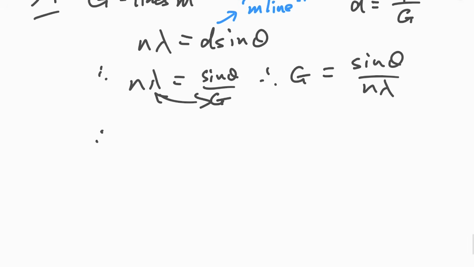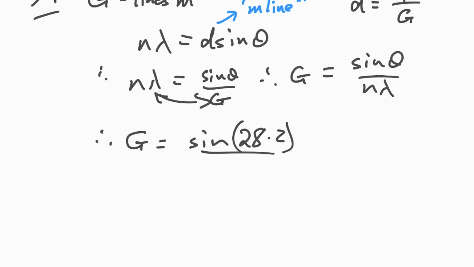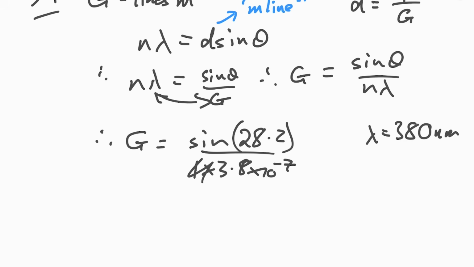Okay, so what does that end up being? Therefore, g is equal to sine of 28.2 divided by, what's the first order? Cool, so it's just 1 times, we can forget about that. And then lambda is 380 nanometers, so you should know that's 3.8 times 10 to the minus 7, or you could put 380 times 10 to the minus 9. Doesn't matter too much. Well, actually that's very, very small, but this is important stuff. So we're saying 1.24, let's say, times 10 to the 6 lines per meter.